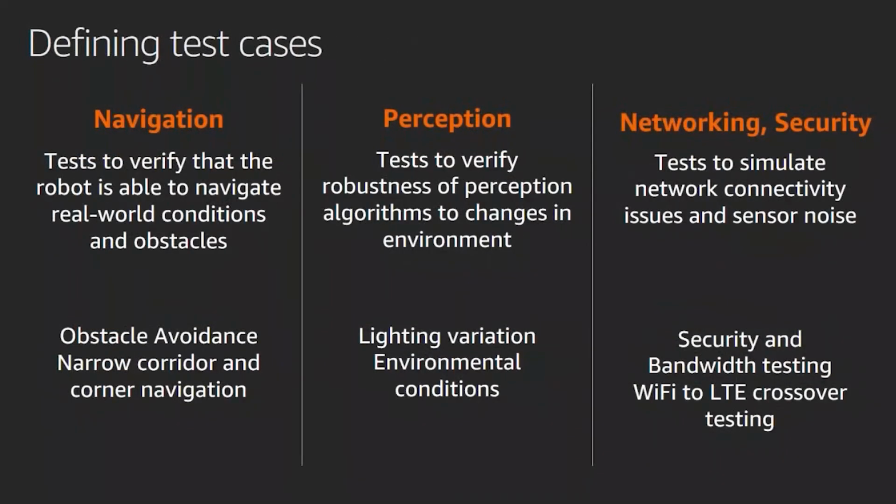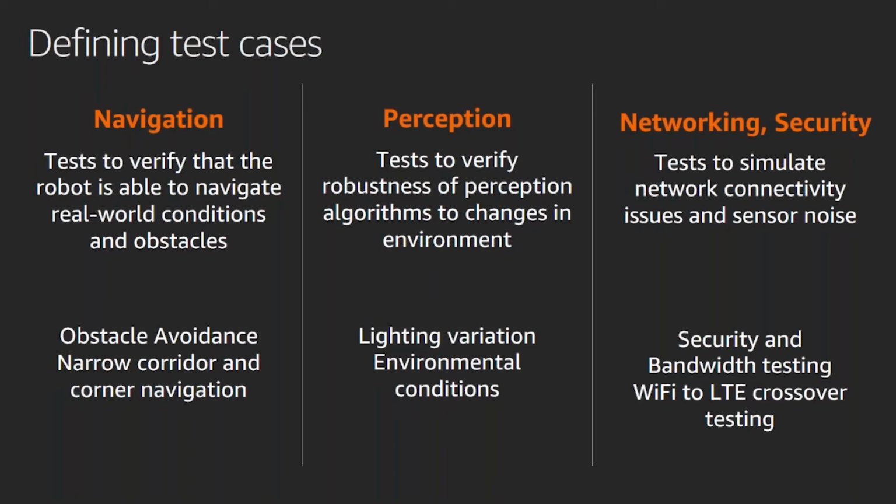When it comes to defining your test cases, what we've seen is that they come into three categories. Navigation is one. You want to make sure your robot is able to operate correctly, for example, go through a narrow corridor, navigate through real world conditions, and avoid objects. These are the navigation categories when it comes to test cases.